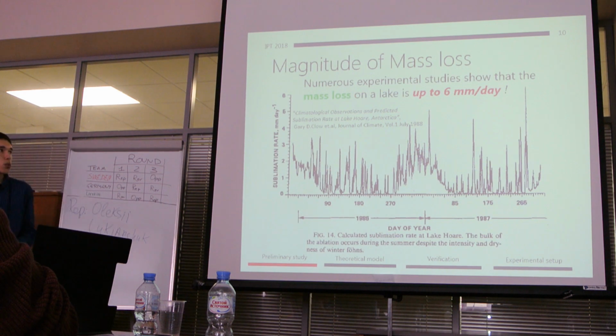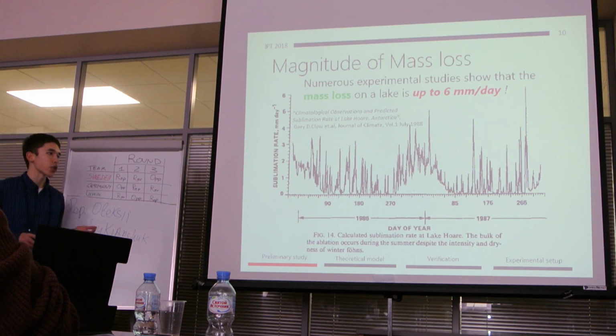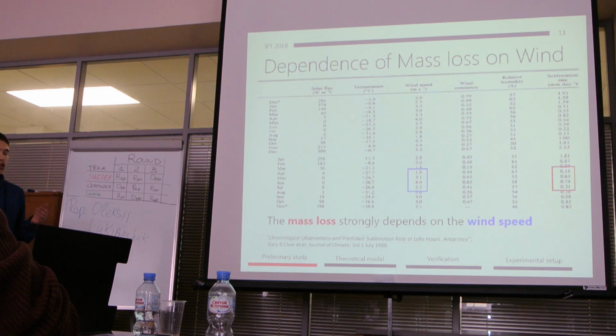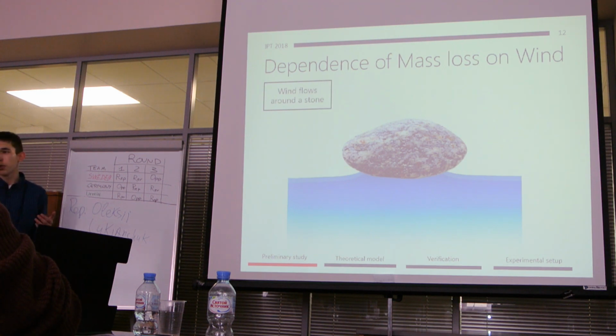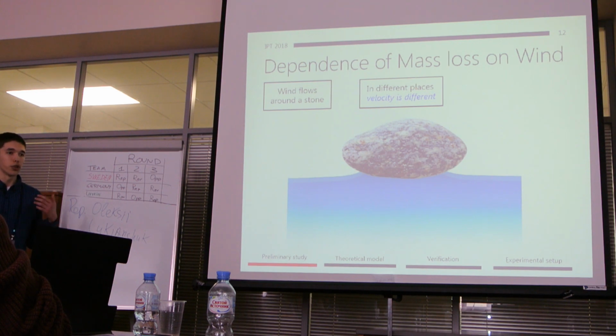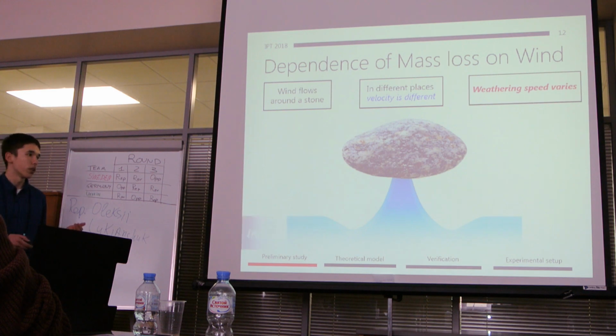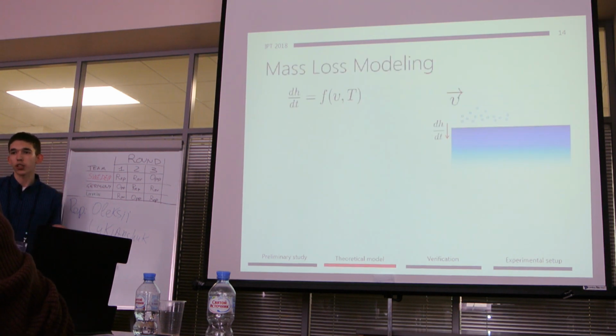So, to estimate this coefficient, I took the data from an article, and you can see a plot on a slide where it is depicted that this rate is up to 6 mm per day. Moreover, we can see that this rate strongly depends on wind speed. Indeed, when wind flows around a stone, the velocity field is strongly non-uniform. It means that the mass loss coefficient is strongly non-uniform too. And it may lead to stand formation. Let's proceed to the theoretical study.